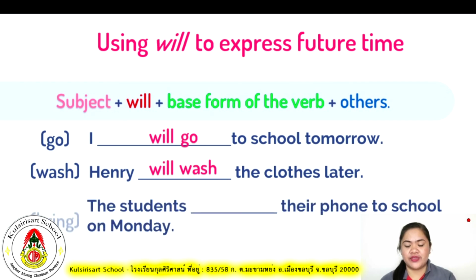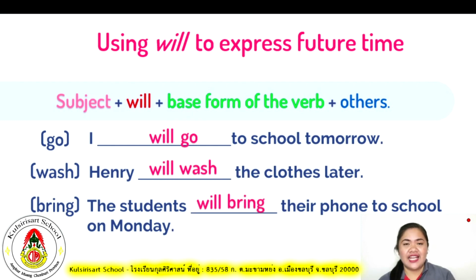Next example. The students blank their phone to school on Monday. We have here the verb bring. So our subject here is the students. Again, the pattern that we're going to use is subject plus will plus base form of the verb. We have here already the subject, the students. So we will now write will. And of course, the next one is the base form of the verb bring. No S, no ES, no ED, and it should not be in the past form.